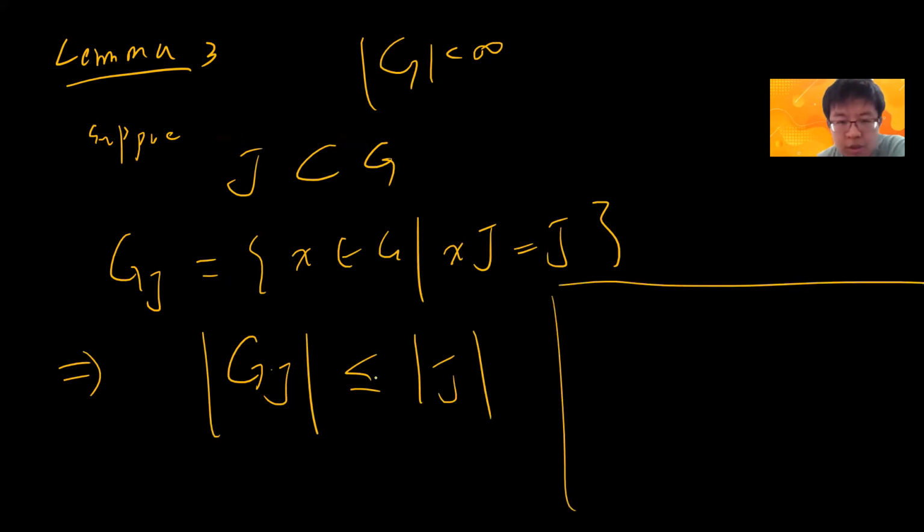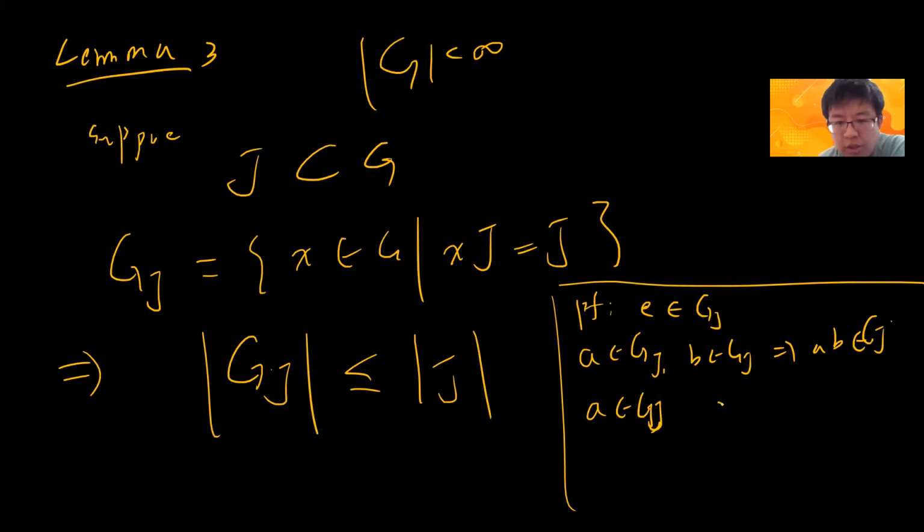For the proof, first notice that G_J should be a group. The identity is in G_J, because the identity fixes every element in J. Also, if a belongs to G_J and b belongs to G_J, then ab belongs to G_J. And if a belongs to G_J, that means aJ equals J, so applying a inverse, you get a inverse J, which as a set is still J. This tells you that G_J is a group.